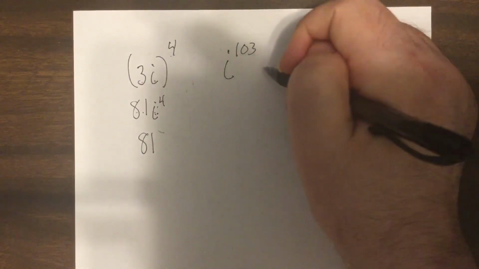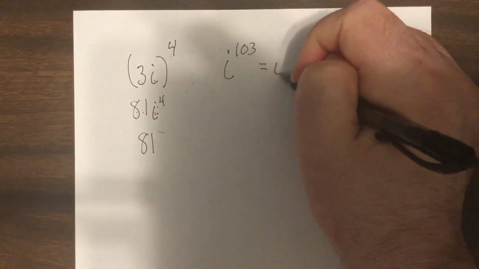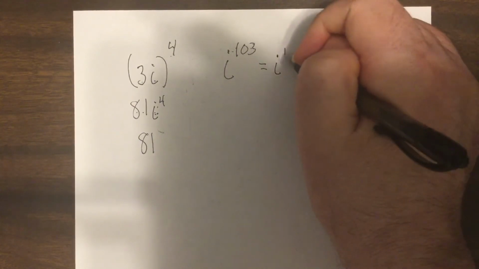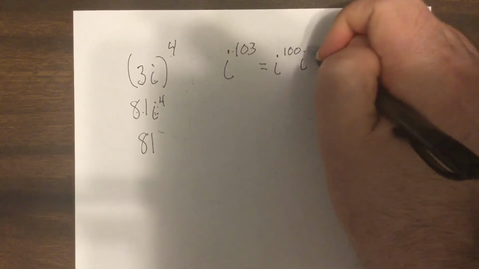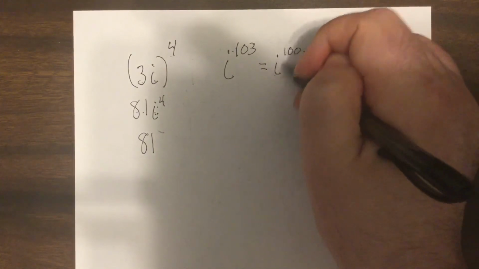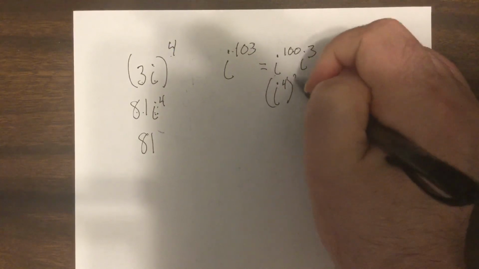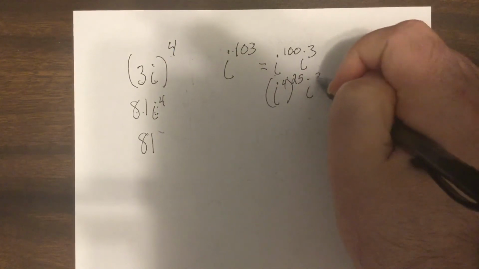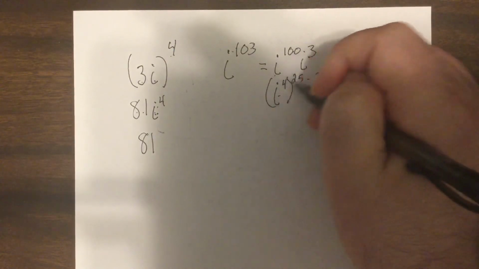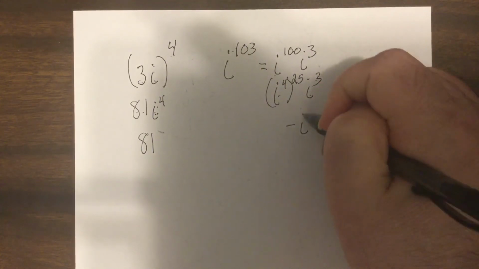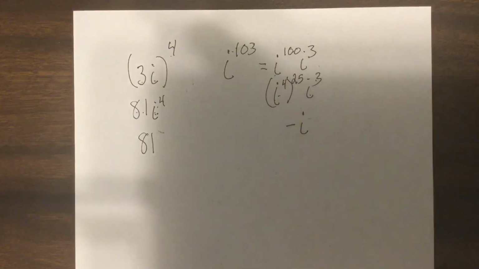i to the 103, okay, that would be i to the what number 103 or below is divisible by 4? Well, that's 100. So i to the 100 is 1, because technically you go i to the 4th to the 25th. And i to the 4th is 1. 1 to the 25th is 1. i cubed is negative i. 1 times negative i is negative i.